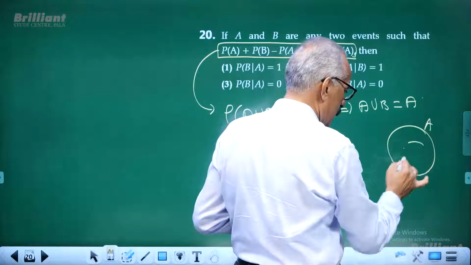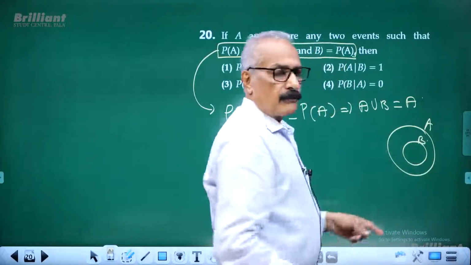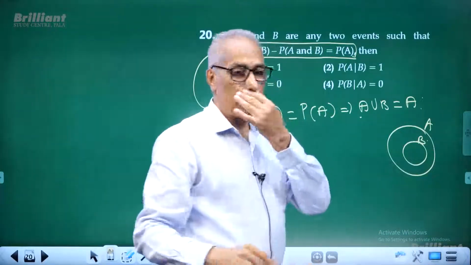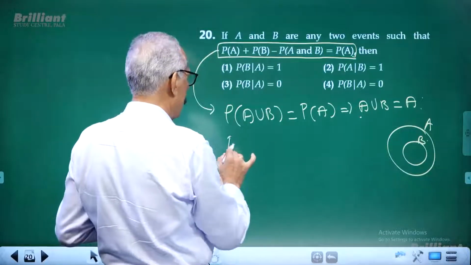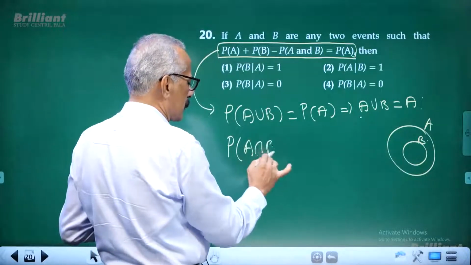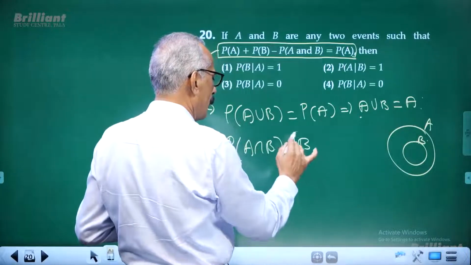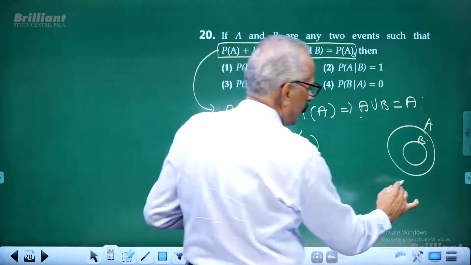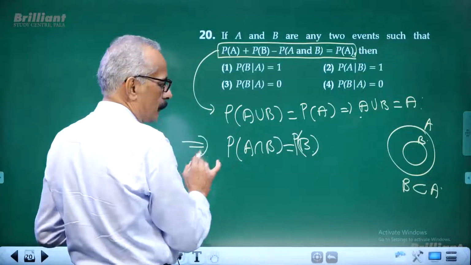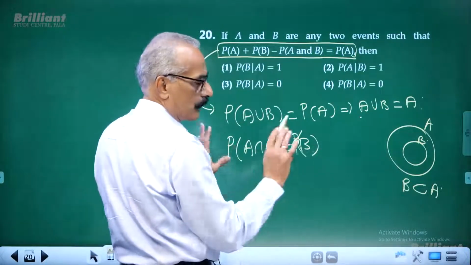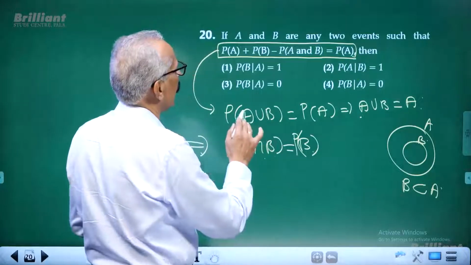Here is A, here is B. Therefore, A union B is equal to A. What is A intersection B? A intersection B is equal to B. So probability of A intersection B is probability of B. B is a subset of A. That implies probability of A intersection B is equal to P of B only. Now, what do you want?